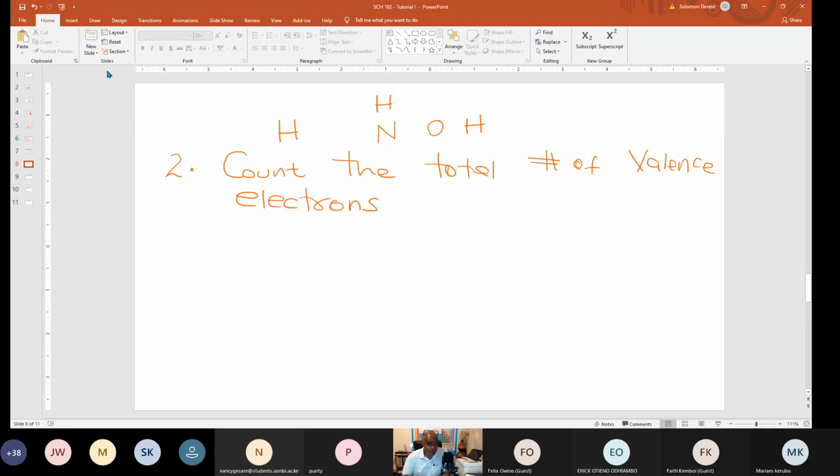So now, in this particular example, we have 3 hydrogens, 1 oxygen and 1 nitrogen. For the valence electrons, for hydrogen, of course, it is 1, so 3 times 1. Total.